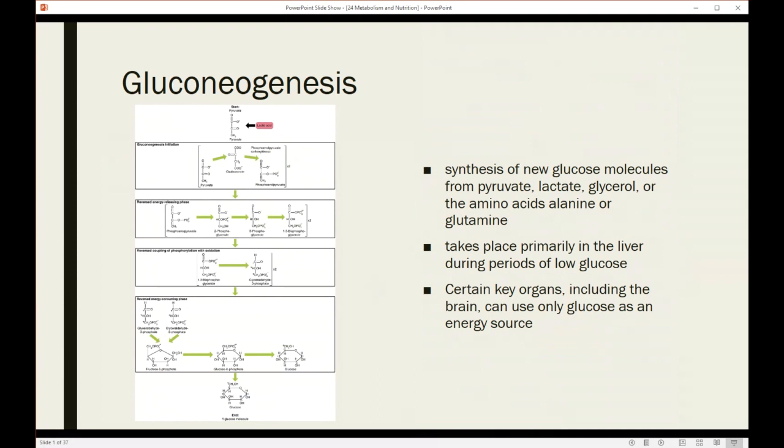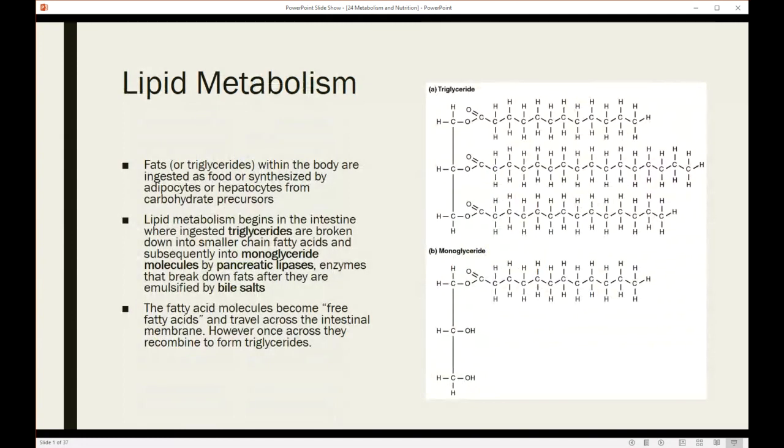This is going to take place primarily within the liver during periods of low glucose. And certain key organs, including the brain, can also use only glucose as an energy source. This is up for debate still. It used to be believed that it truly was just the brain that could only use glucose, but now we're finding that maybe that's not true.